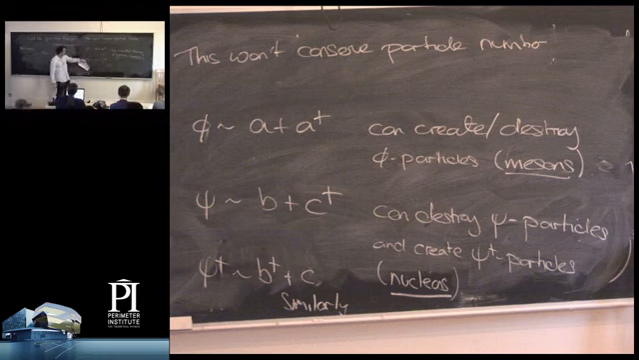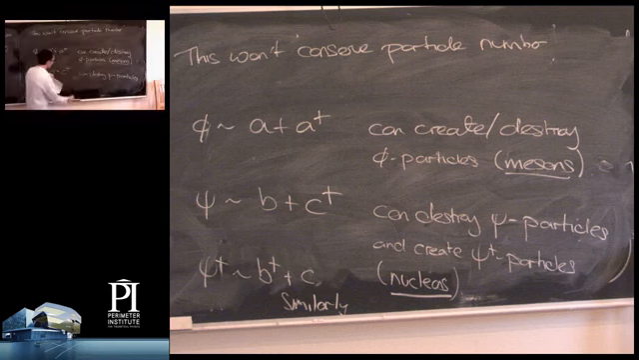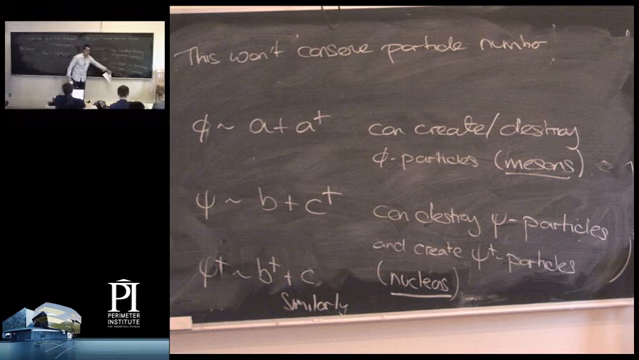When we expand out psi, we have it in terms of b plus c dagger. So this can destroy psi particles, which is what this b does, and create psi dagger particles, which is what c dagger does. And I'm going to call these guys again, just for the purposes of this lecture, nucleons. And psi dagger obviously does the opposite.